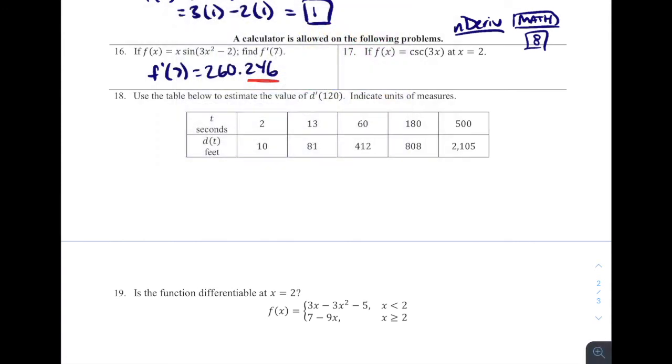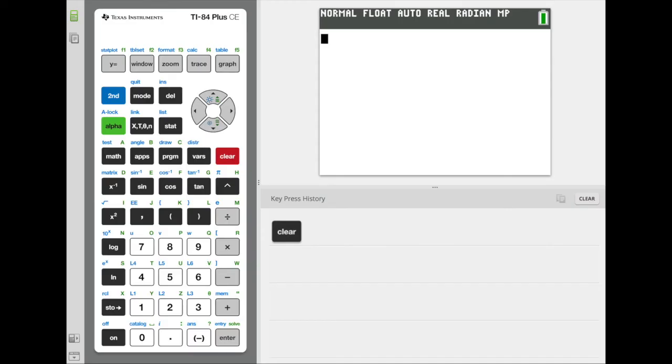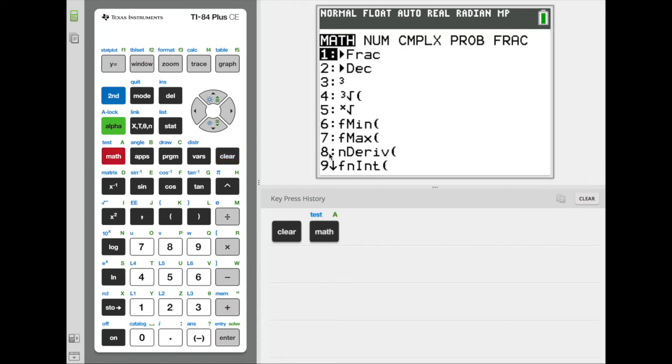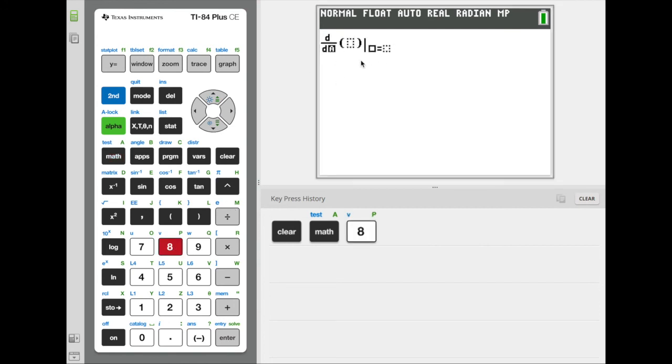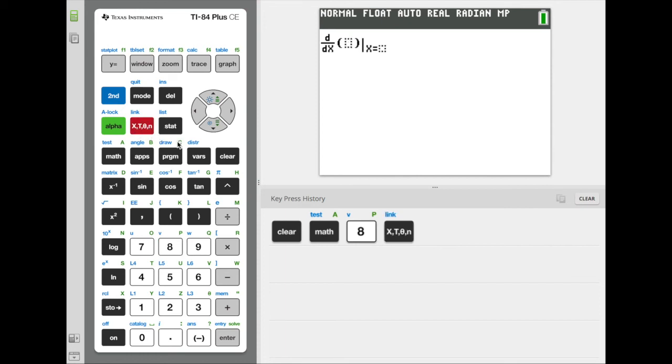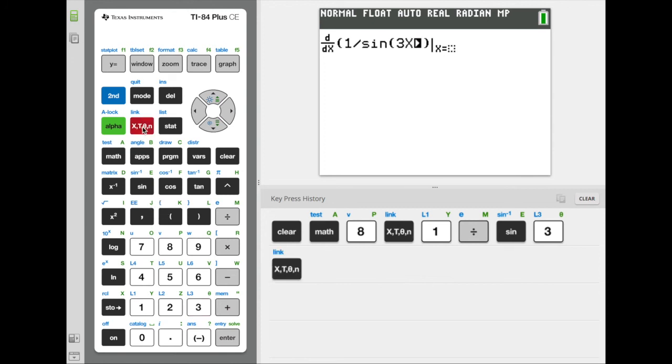Our second one here for number 17, the derivative of cosecant of 3x. We need to remember in this case that cosecant is the reciprocal of sine, so we still hit math and then 8 for nDeriv, so it pulls up our derivative math type format here. We're taking the derivative with respect to x, and since there's no cosecant on our TI-84 calculator, we need to remember that cosecant is the reciprocal of sine. So I'm going to say 1 divided by sine, and we know that 1 divided by sine is cosecant, of 3x. So that is the input for our sine piece, and that's going to give us our cosecant of 3x.